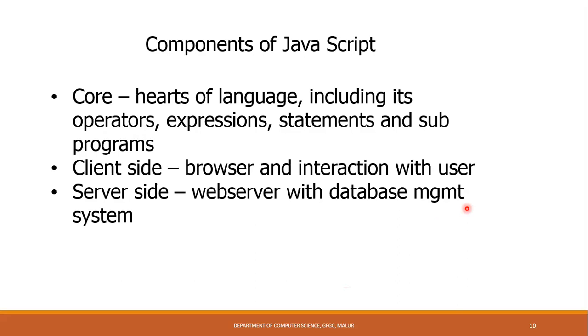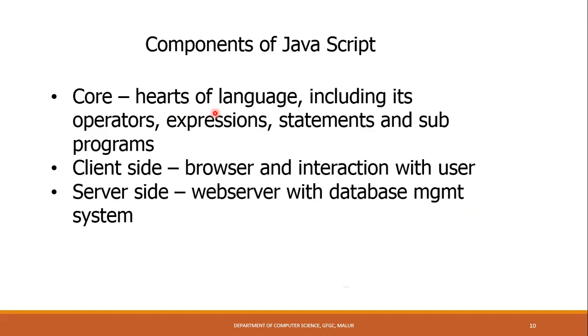JavaScript can be divided into three parts. One is core, which will explain about the language declaration, keywords we use, operators we use like other programming languages. This also has operators like arithmetic operator, relational operator, logical operator, all those things. The expression we specify, that means a program logic we give.